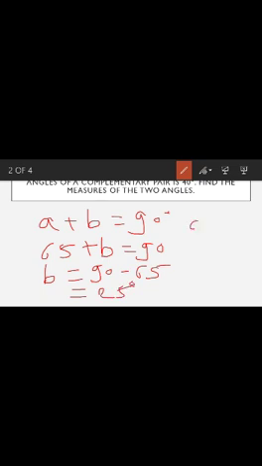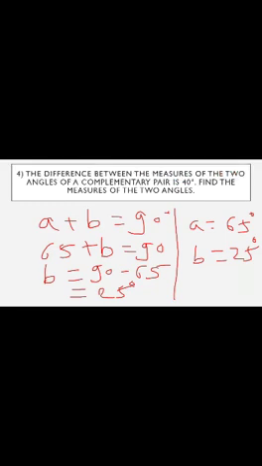So A is equal to what, students? A is equal to 65 degrees and B is equal to 25 degrees. Now see, these are complementary angles because their sum comes to 90 degrees. Is their difference 40 degrees? Yes, their difference is also 40 degrees. That means we have fulfilled all the conditions asked in the question. So A is equal to 65 degrees and B is equal to 25 degrees. I hope students you understood it.